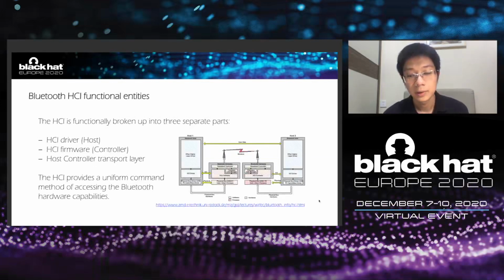The following is a more detailed diagram. The blue part here is the HCI stack, which includes components such as daemons and drivers. The red part is the HCI firmware, or we can call it the controller. The yellow arrow is HCI, which is a bridge connecting the two parts. For daemons, HCI provides a unified command method to access Bluetooth hardware features.